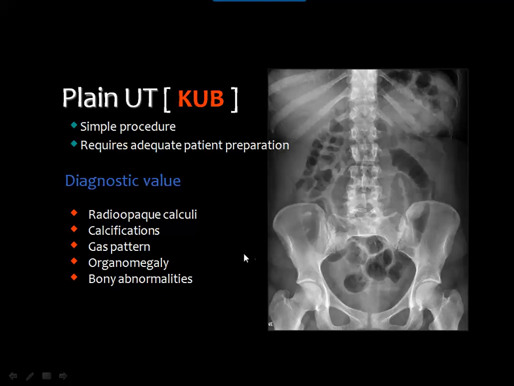The diagnostic values of the plain UT are many, and they include the detection of radiopaque calculi, the detection of calcification along the course of the urinary tract, and also assessment of the gas pattern in the abdomen for any intestinal abnormality. It can also show some enlargement of the organs in the abdomen, particularly the liver and the spleen. And many times you can see bony abnormality, which contributes to the patient complaint.